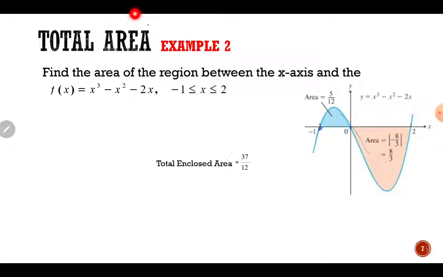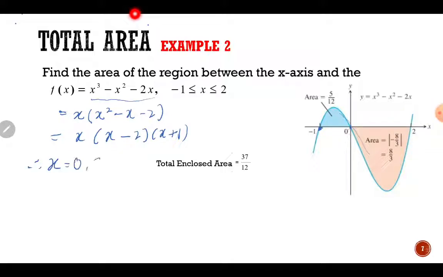Okay, memotong x-axis. For example, katakanlah given to you the curve x cube minus x square minus 2x. So kalau you nak find all these points, negative 1, 0 dan 2, you have to faktorkan. We have x cube minus x square minus 2x, so we have a common factor of x here. Then we have x square minus x minus 2, dan daripada sini juga you may factor x minus 2, x plus 1. So dari sini you akan dapat x sama dengan 0, 2 dan negatif 1. Nampak tak? Ni negatif 1, 0 dan 2.